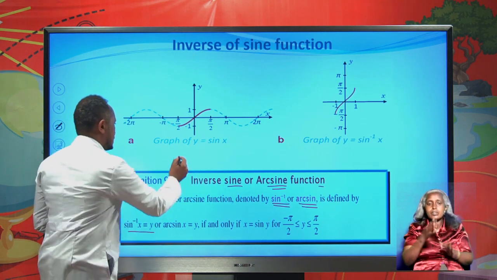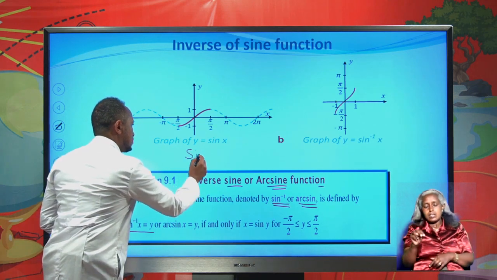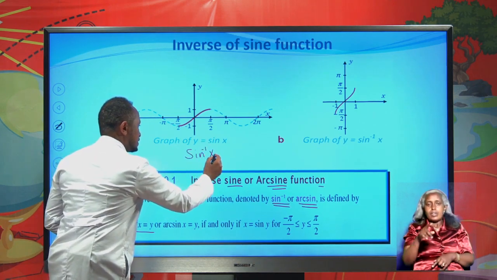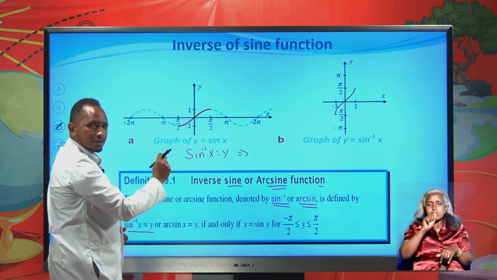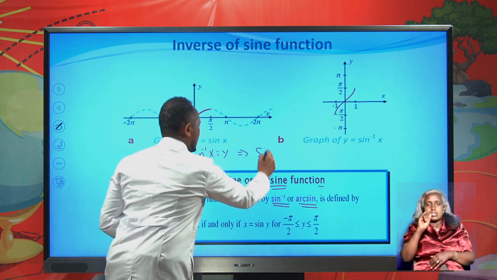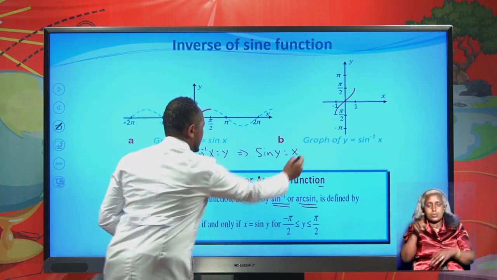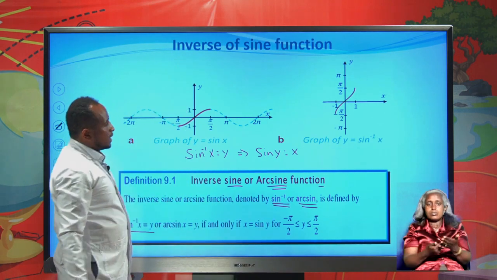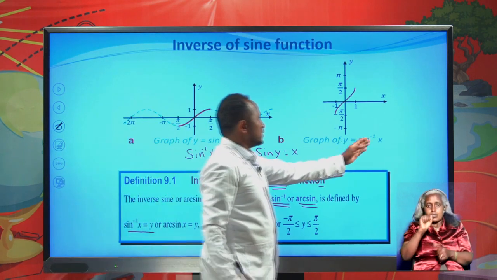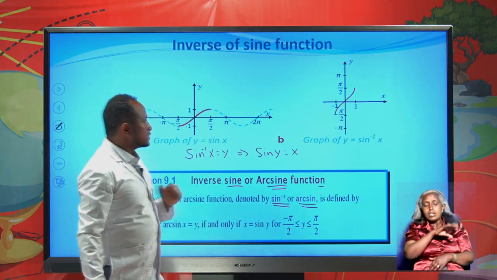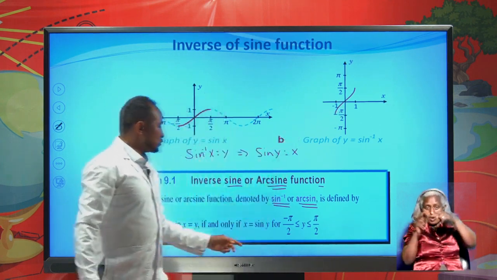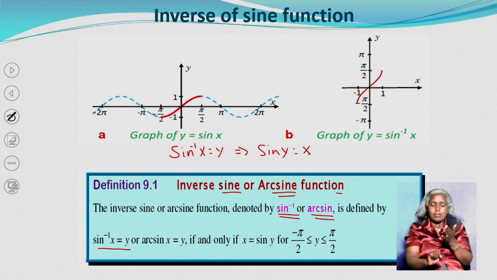If this happens, sine inverse of x is equal to y, this implies always sine y gives you x. In addition to this, the domain of sine inverse of x, as you can see here, is between negative 1 and 1. And its range is from negative pi over 2 up to pi over 2.